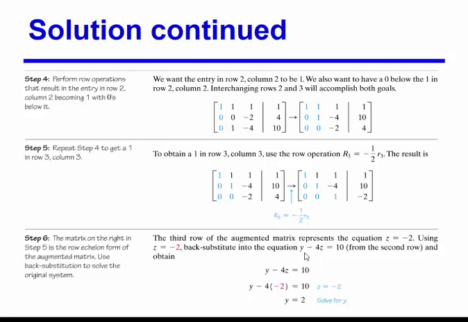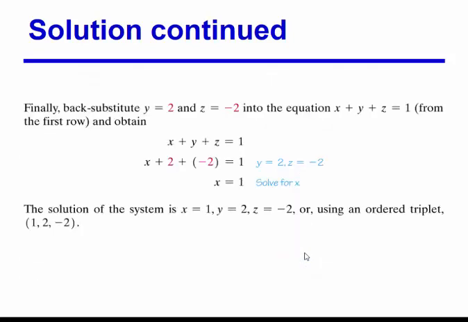Use back substitution to solve the original system. So the nice thing here is that we get that y minus 4z is equal to 10. That's row 2. And then, so we know from the bottom that z is equal to negative 2. So we can go ahead and substitute that into our equation. And we get that y is equal to 2.